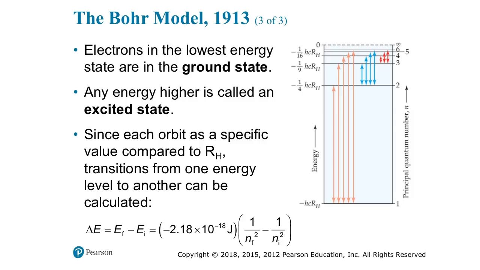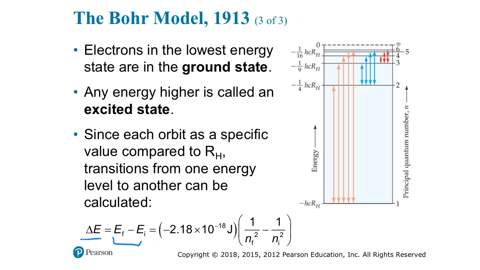So electrons in the lowest state of a molecule, or in an atom, are in the ground state. Any energy state that's higher is called an excited state. And since each orbit has a specific energy, as electrons transition up or down, we can calculate the energy associated with those transitions by calculating delta E, taking delta E as the final state minus the initial state.